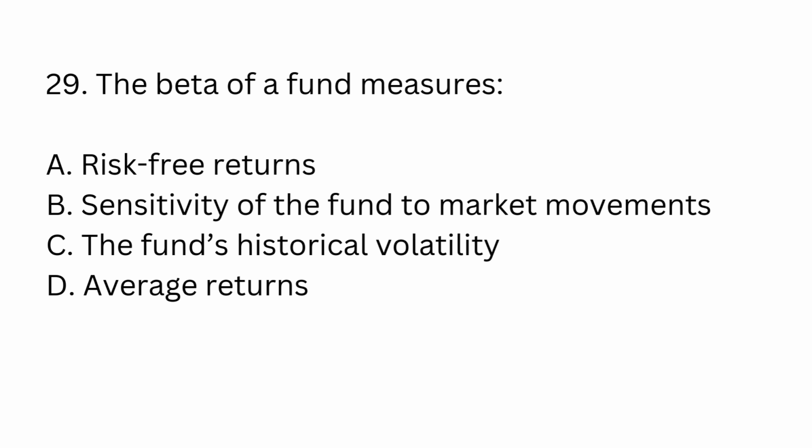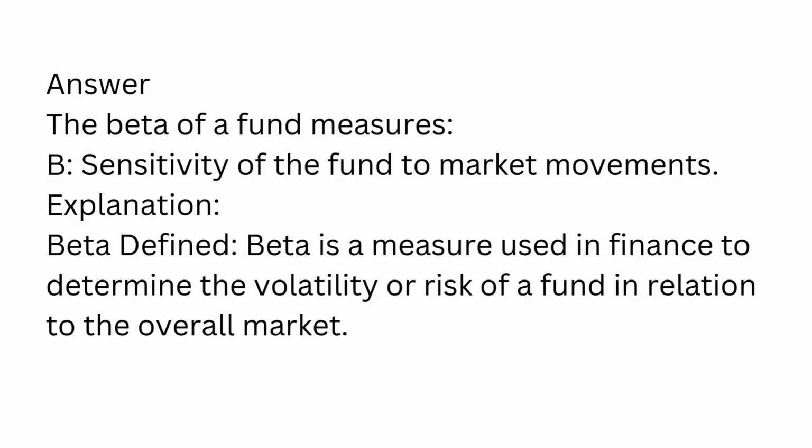29. The beta of a fund measures: A. Risk-free returns, B. Sensitivity of the fund to market movements, C. The fund's historical volatility, D. Average returns. Answer: The beta of a fund measures B. Sensitivity of the fund to market movements.